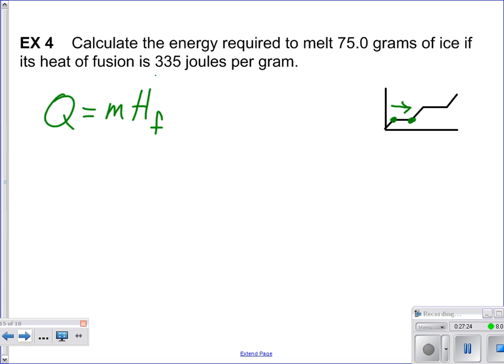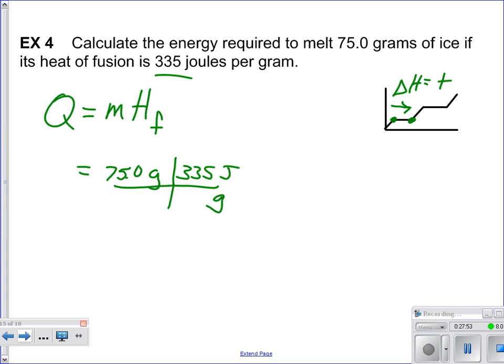And of course it was easy enough because this was given to you, but lots of times on your homework or quiz or something like that, you might have to look it up on a chart. And we're also thinking about how that's going to be a positive value when you move in that direction. And we're just going to take our 75 grams and multiply it times our 335 joules per gram. You got to love the easy math on this. And that's all there is to it.